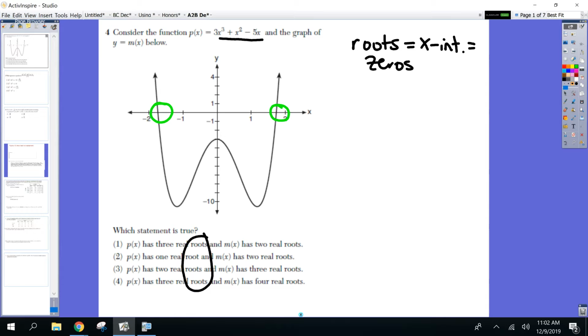M of x, this is the m of x graph below. So which choices can I get rid of right now? 3 and 4, because that says 3 and 4 roots. So that's gone. Now I have to figure out the one they gave me, 3x to the third plus x squared minus 5x. How many roots does that have? Is it going to be 3 or is it going to be 1 real root?